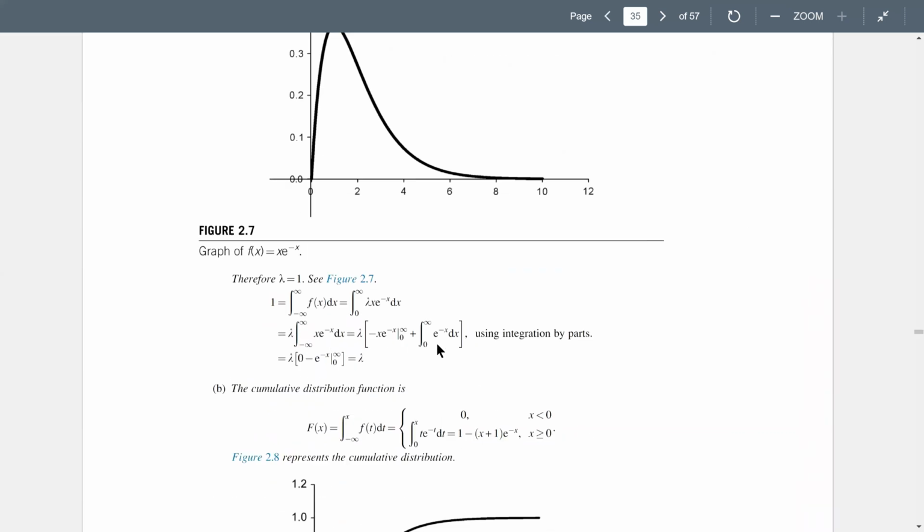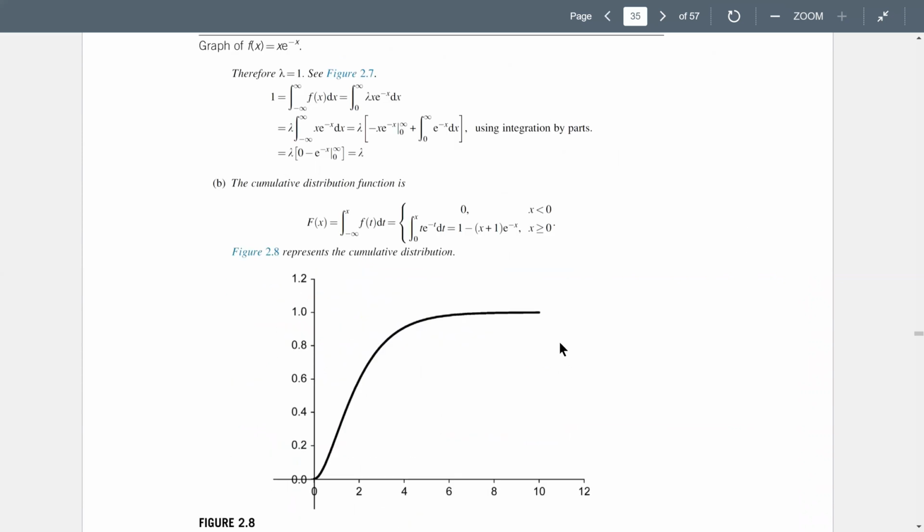This is integration by parts. If you still remember integration by parts, I won't have time to do this for you. You have to go over it, review it, or search the internet for it. It's not hard, and there is actually a calculator which could do the integration for you. Using integration by parts, you will be able to get lambda, and end up with lambda equal to 1.